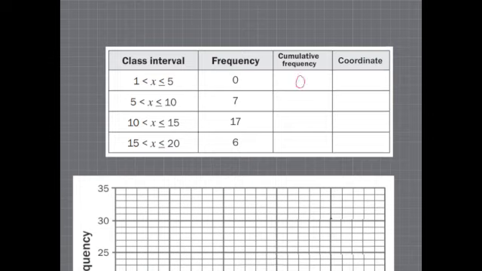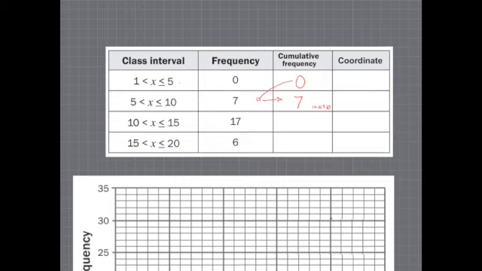So the first one tells us that there are 0 people who got between 1 and 5 marks for this test, which is good news. Then we're going to add 7 to it so that we get an answer of 7. Now what that number tells us is that there are 7 people who got between 1 and 10 marks. Maybe let's write that on the side. So they got between 1 and 10 marks.